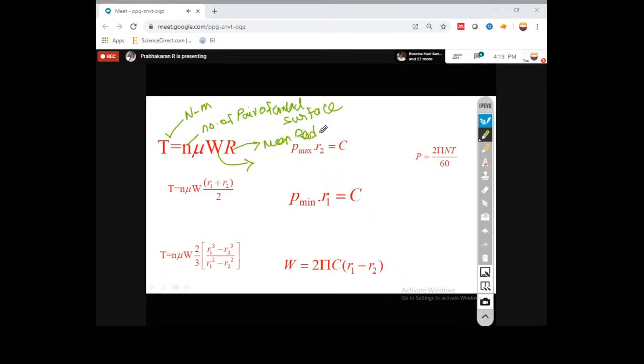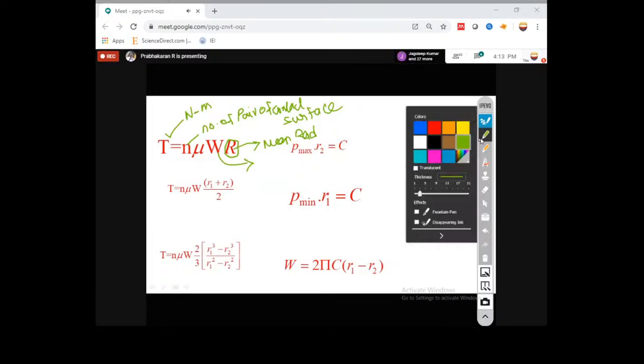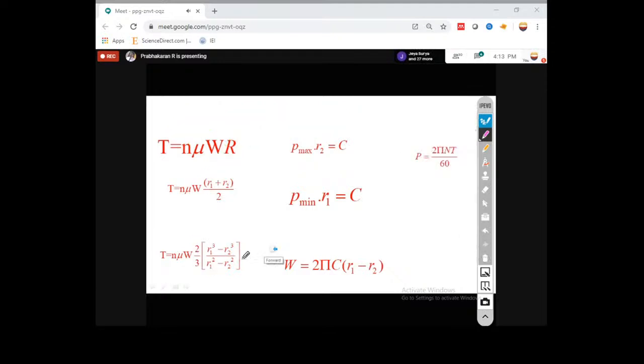Mean radius we can consider in two ways: one is the uniform pressure theory, and the other is the uniform wear theory. If you consider the uniform wear theory, R equal to (R1 plus R2) by 2. If you consider the uniform pressure theory, R equal to 2 by 3 into (R1 cube minus R2 cube) by (R1 square minus R2 square). You should remember this.